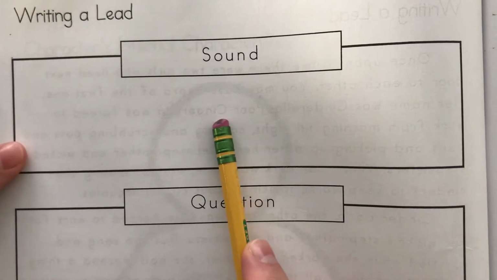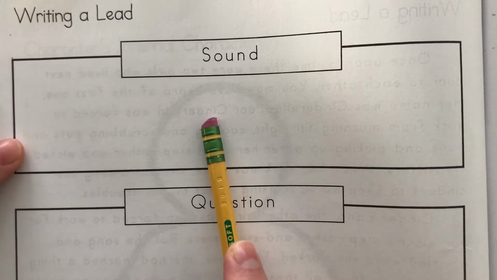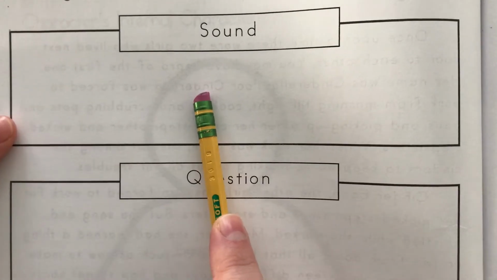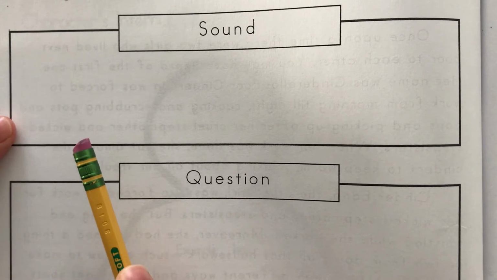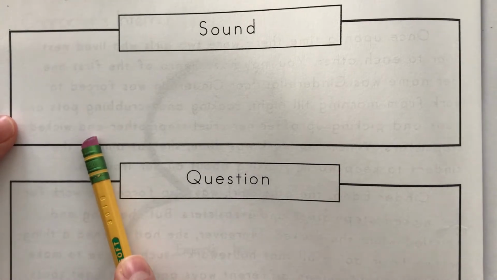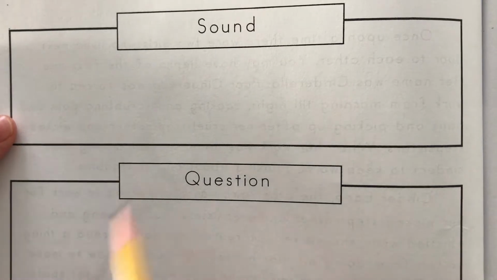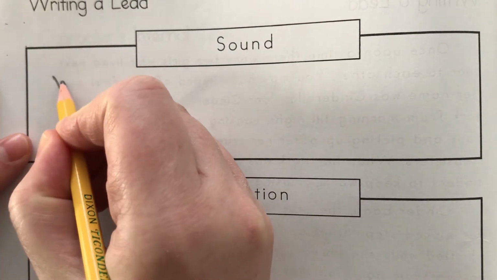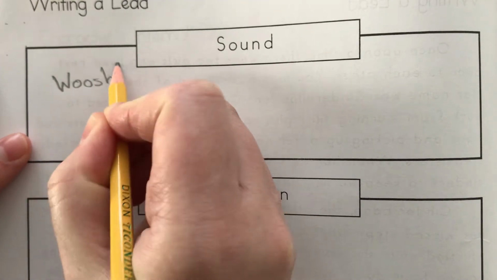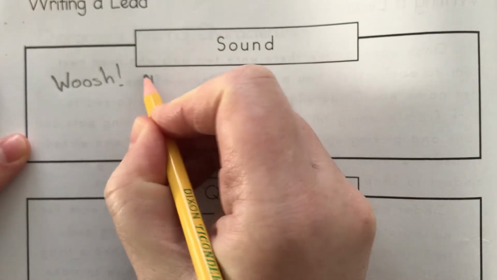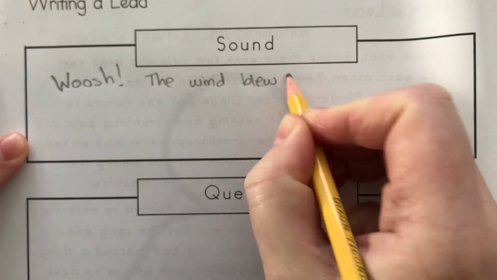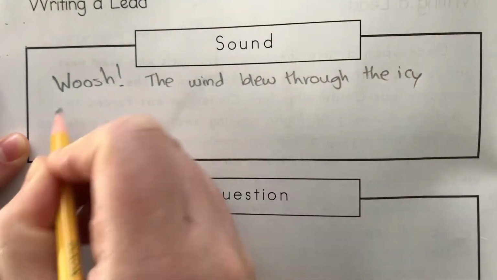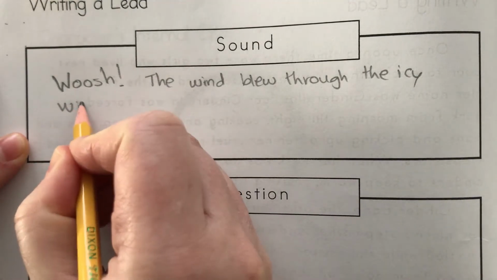So one way you could start your story is with a sound. So I'm thinking in my story that the sound could be the sound of the wind, because my story takes place in the Arctic and it's very cold and the wind might be whistling through the air. So to me, maybe a sound that the wind might make would be whoosh. So I'm going to write whoosh. The wind blew through the icy winter air.